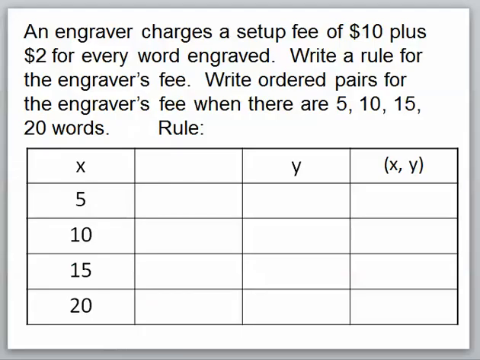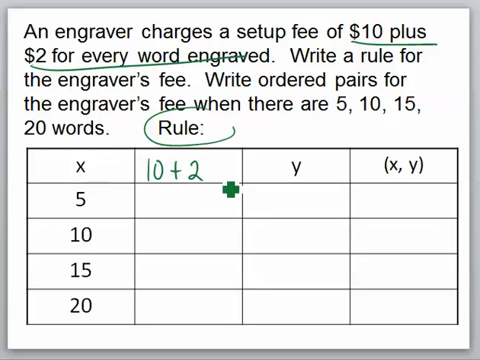The last little part for this is the word rule. I want to talk about writing a rule. Writing a rule just means writing an expression, and you can get it from the words that are given. So an engraver charges the setup fee of $10 plus $2 for every word engraved. These are the number of words. So what we're going to say is it has $10 plus $2 for every word engraved.